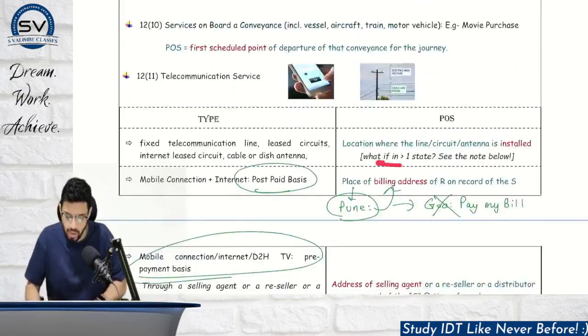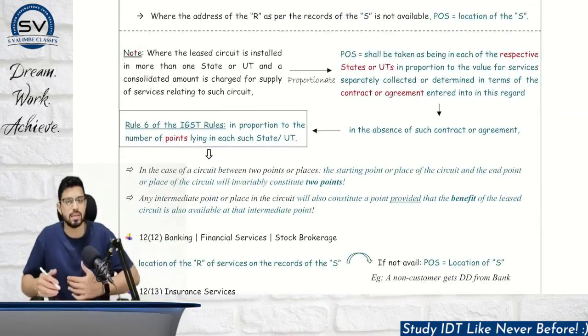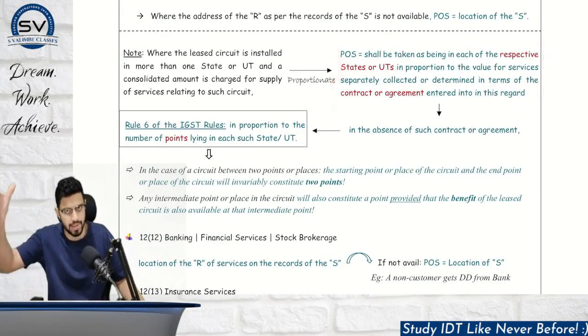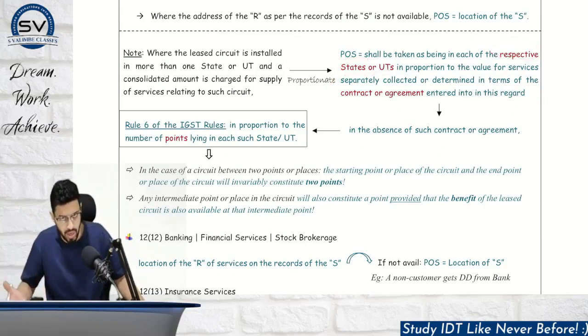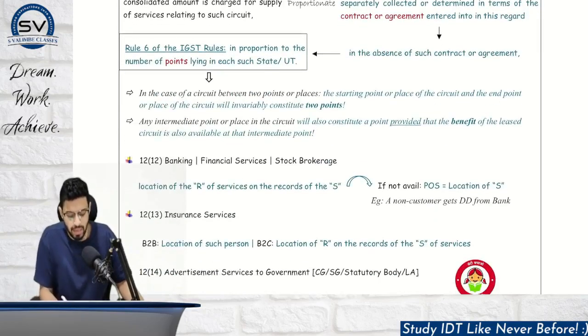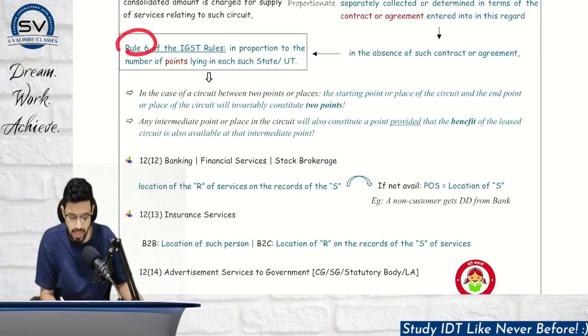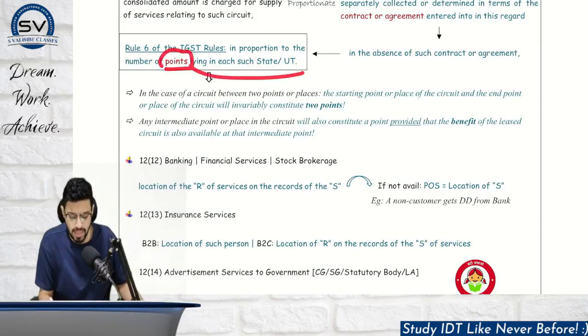Now, with respect to this note that we talked about, if the lease line or that particular lease circuit happens to be in more than one state or union territory, then again, like we talked about in events and immovable property cases, the place of supply shall be each of the respective states or union territories in the proportion as determined as per the terms of the contract agreement. But if it is absent, then we have to apply rule number 6 of IGST. Rules 4 and 5 we have covered above. This is rule number 6, which talks about bifurcation in proportion to the number of points lying in each such state or UT. So these points are basically our basis of bifurcation.